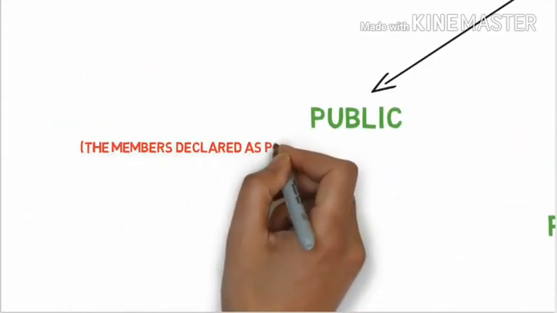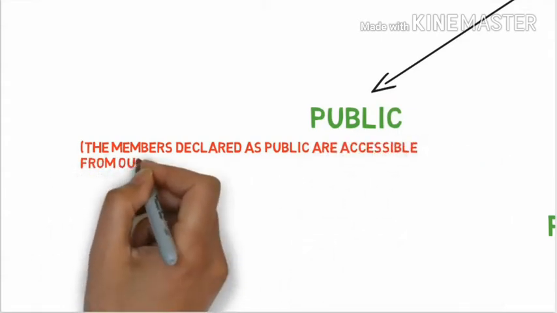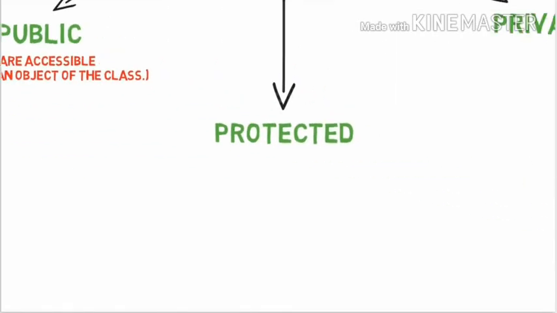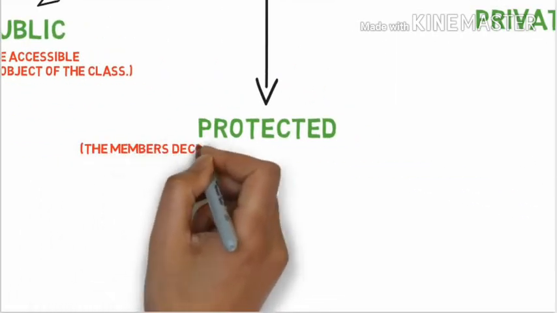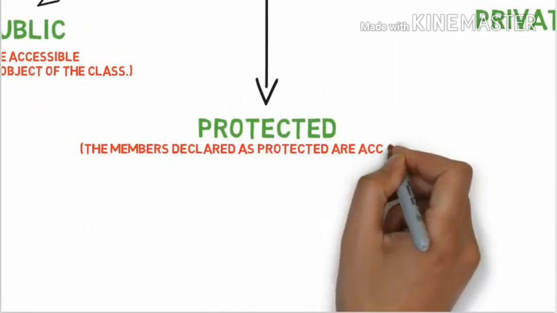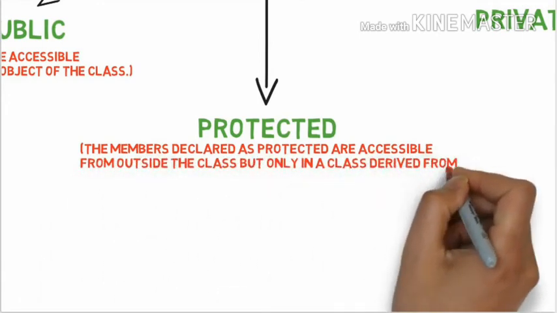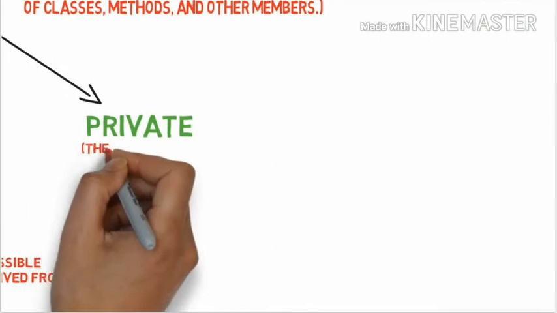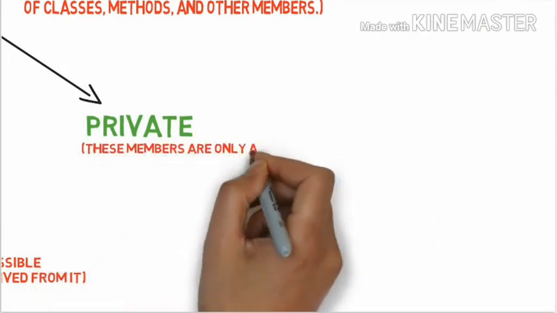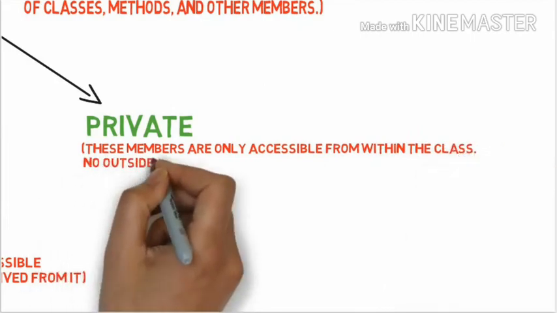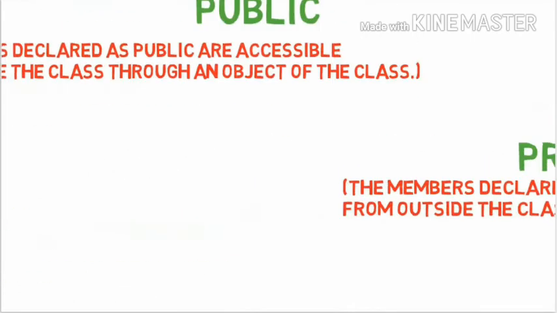The members declared as public are accessible outside the class through an object of the class. The members declared as protected are accessible outside the class but only in the derived class. The members declared as private are accessible only within the class. No outside accessibility is allowed.